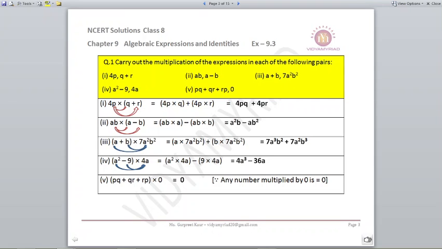Next question, a square minus 9 multiplied by 4a, which means a square multiplied by 4a minus 9 multiplied by 4a. You will get your answer as 4a cube minus 36a. Last option, you have to multiply it with 0. Anything multiplied by 0 is 0. So the answer will be 0.